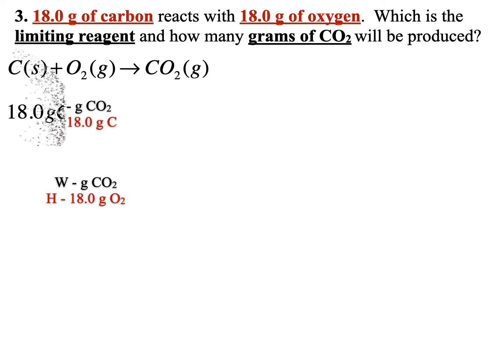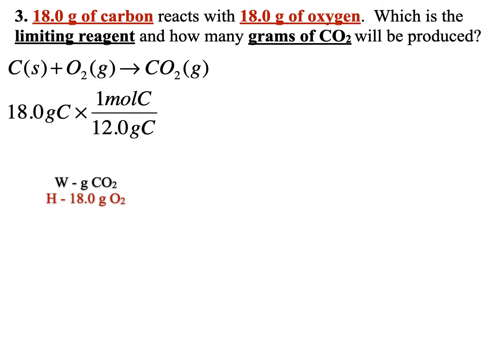So step 1, we take our 18 grams of carbon times 1 mole over 12.0 grams, the molar mass of carbon. The second step, I'm going to go to moles of CO2 over moles of carbon, and it's 1 to 1 from the balanced equation.